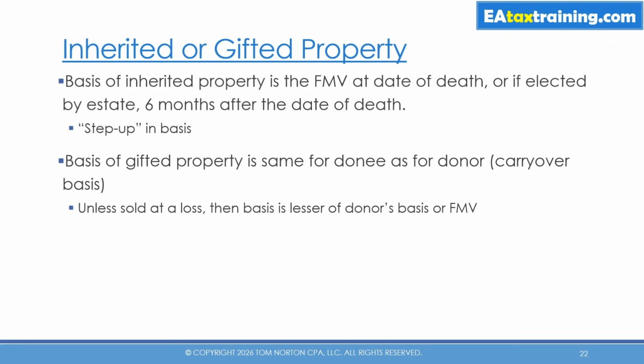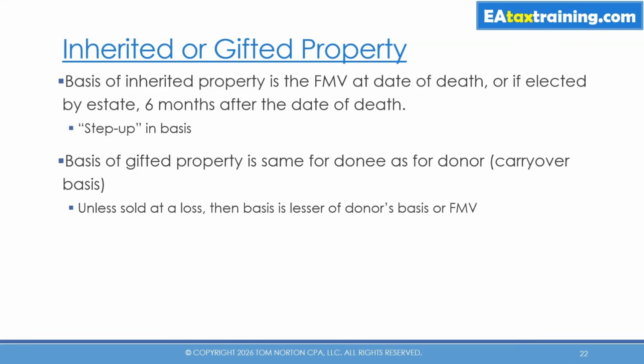Contrast that with gifted property. So let's go back to our example. Let's say that parent, the day before they died, gave that Walmart stock to their only child. Now, that only child's basis is the same as their parent. So if they turn around and sell that, they are going to have a huge capital gain.